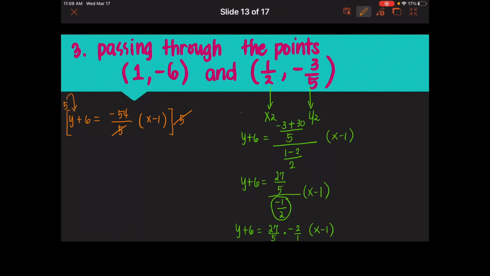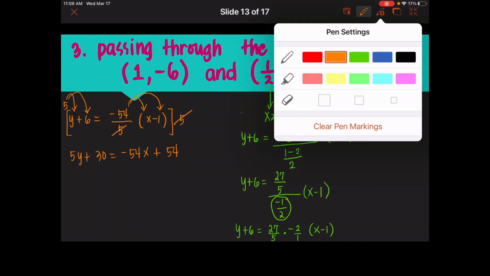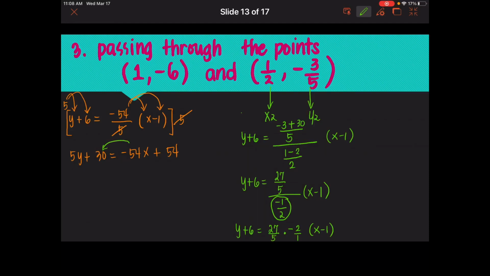And the 5 here should be multiplied to each term inside. So I'll have 5y plus 30 is equal to, then I'll distribute negative 54. So negative 54x plus 54. Now since the coefficient of my x is negative 54, I will transpose all my terms on the right side, because that is easier for me.